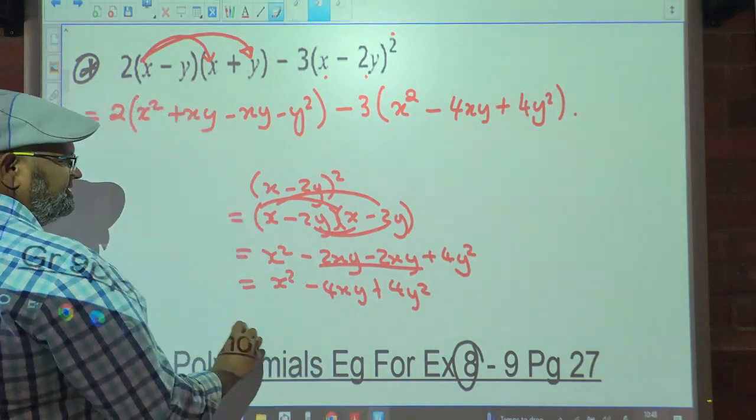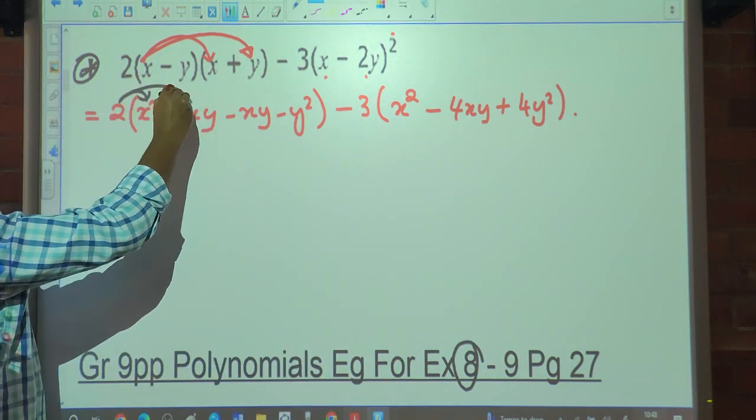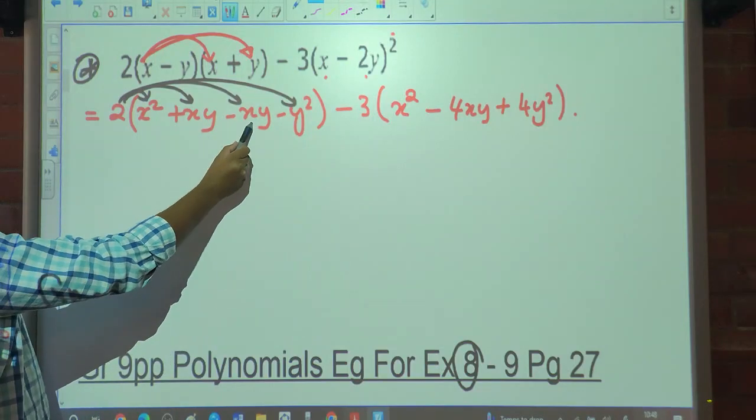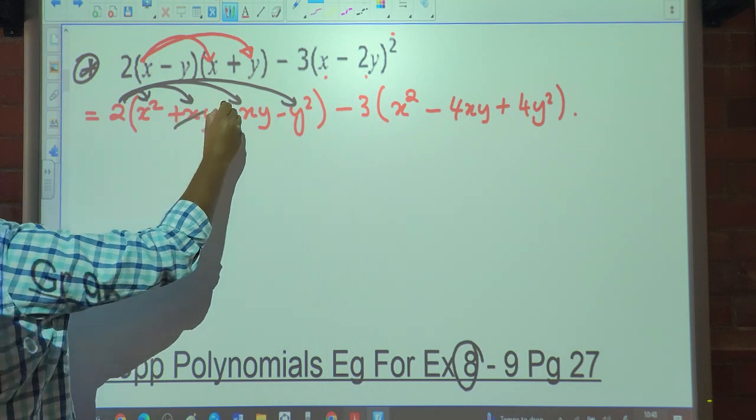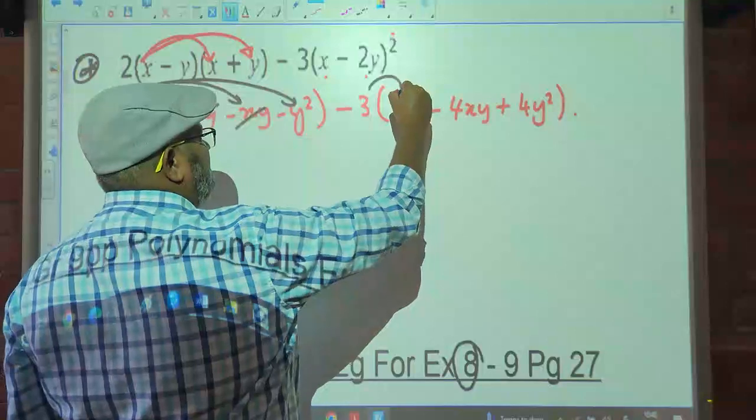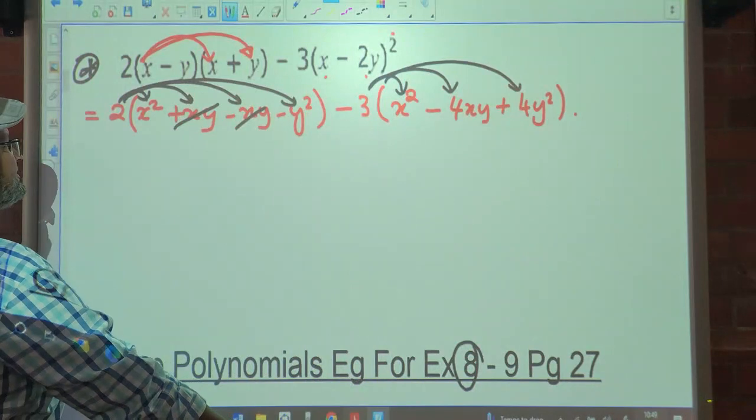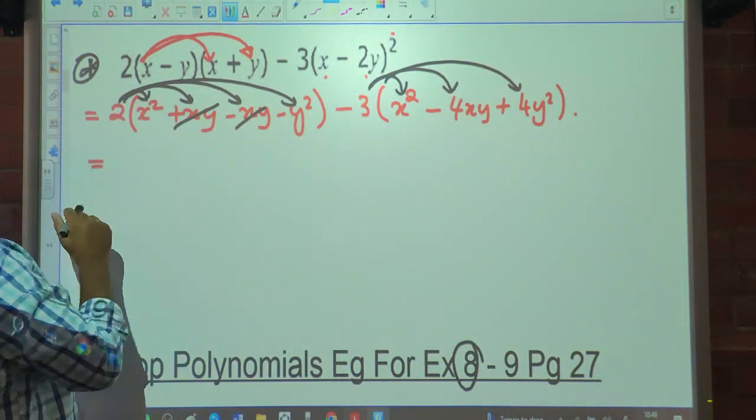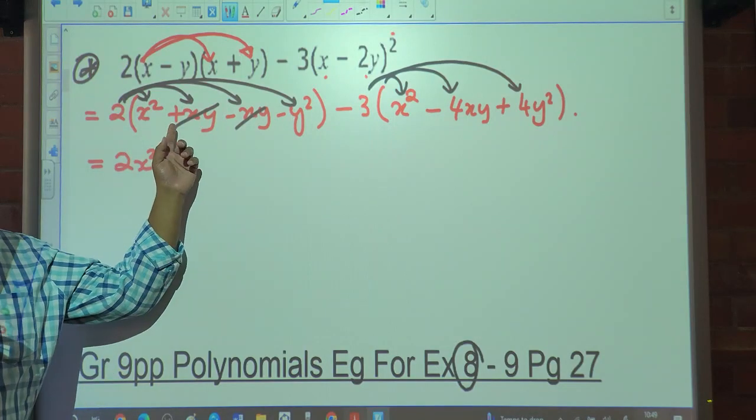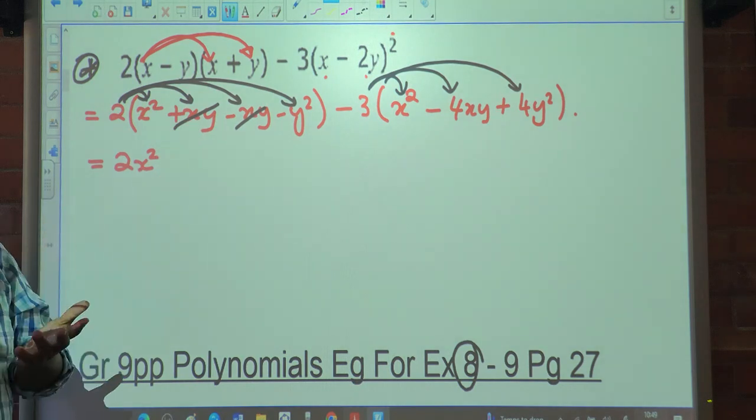So what do I do next? Distributive law, get rid of this bracket here. But some of you would also notice that, hang on, what can happen here? Cancel. It can cancel, so I could have cancelled that already. Multiply the negative 3 in as well. So what is 2 multiplied by x squared? 2x squared. Now for those of you who didn't see this, what would you have written? 2xy minus 2xy. Then you cancel it in the next step.